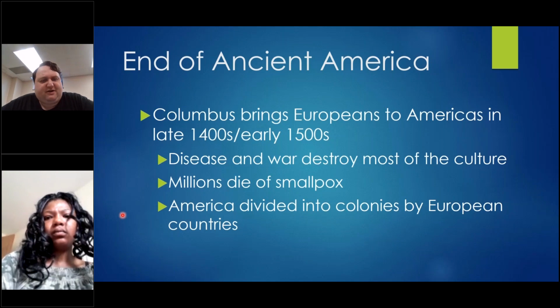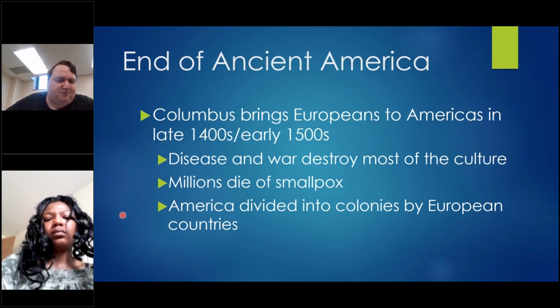What ends the ancient American civilizations? It is Columbus and the Europeans coming over in the late 1400s and early 1500s. The biggest problem that Columbus and the Europeans bring is diseases. They didn't understand how sicknesses spread. We now know all about germs, but they didn't understand germs at all. And so very quickly, millions and millions of Native Americans start dying of diseases that the Europeans bring over. The Europeans did not mean to bring them over, but the result of this exchange is that millions and millions of people died, which is pretty horrible.